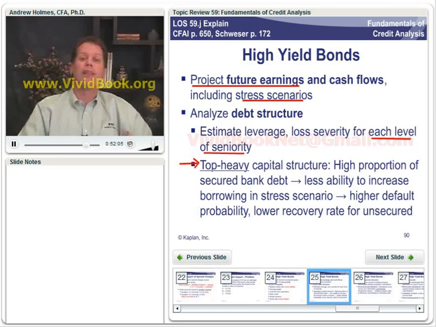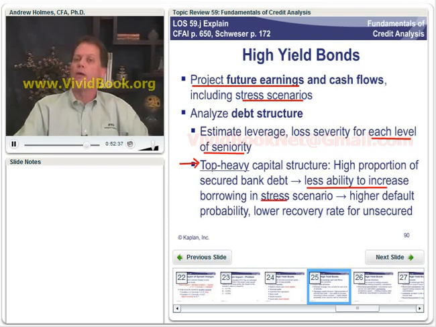Well, if you have lots of bank debt relative to your other types of debt or relative to your assets, then you're top heavy. And the reason that's important is that the bank is a quick source of borrowing, right? If there's some sort of short-run problem, then you can go get liquidity at the bank if you haven't already borrowed every penny they'll lend you. So if you have lots of bank debt, you're top heavy, and you have less ability to increase borrowing if there is some sort of stress scenario. Cash flows are getting squeezed for whatever reason.